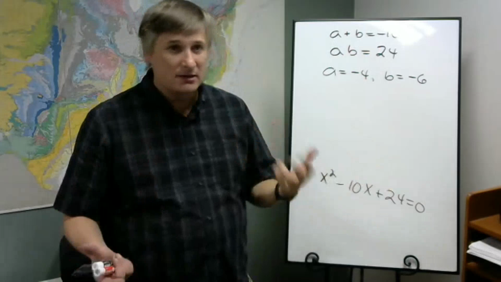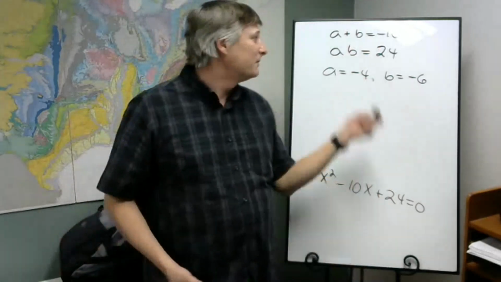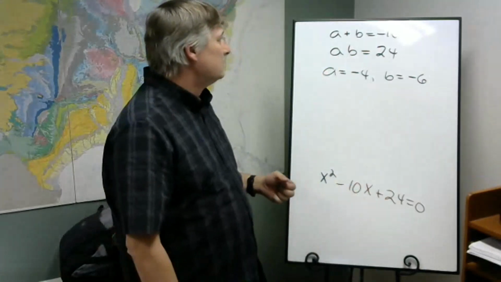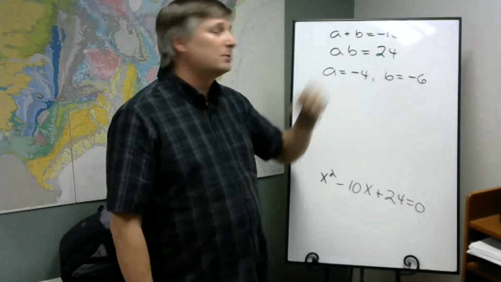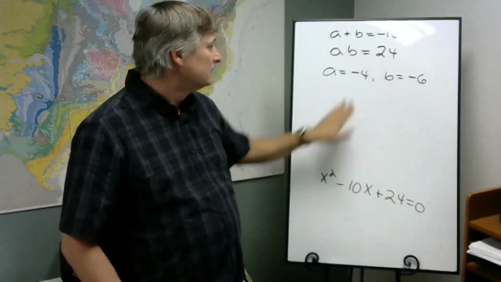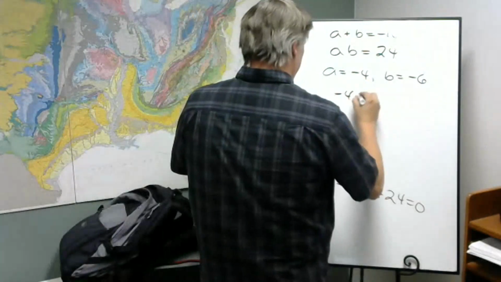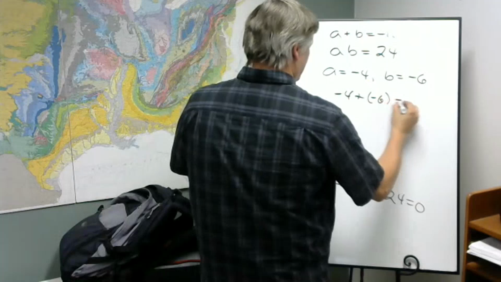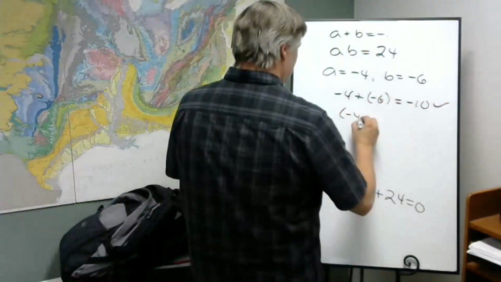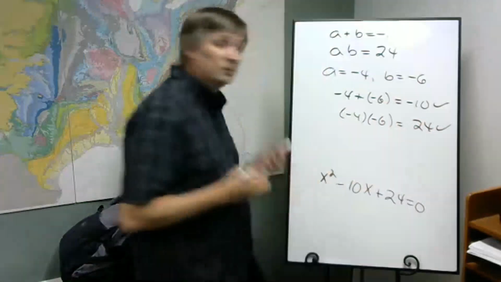Well, unless you have a positive and negative, sometimes that will add up to a negative. But we can't have positive and negative. They gotta both be negative or both be positive. So negative and negative will add up to a negative. Negative and negative will multiply to a positive. So there we go. We can test it out. Sure enough, we get -10. And we get +24. We're good to go.